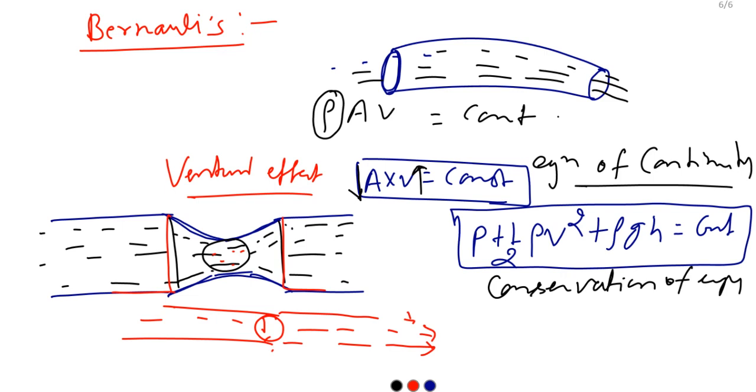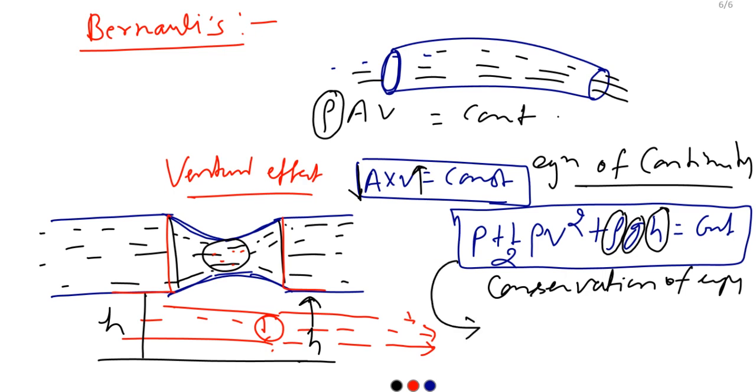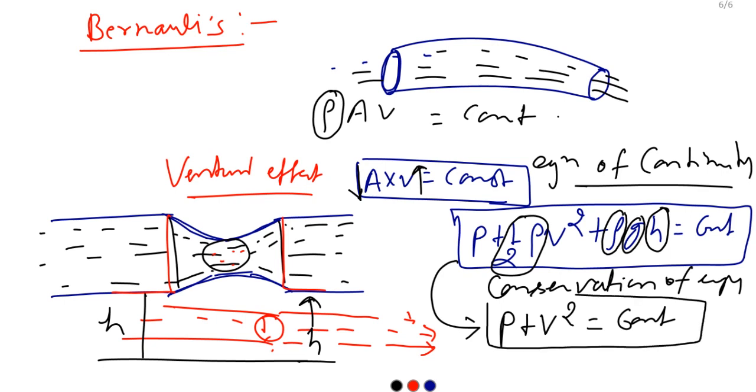Suppose this pipe has an equal area and equal height from here to here. So this h will be constant, g will also be constant, and rho, the density of the fluid, will be constant for a particular fluid. So we can reduce this equation. What can we write? P plus half rho V square is equal to constant. Everything now depends upon the pressure and velocity.